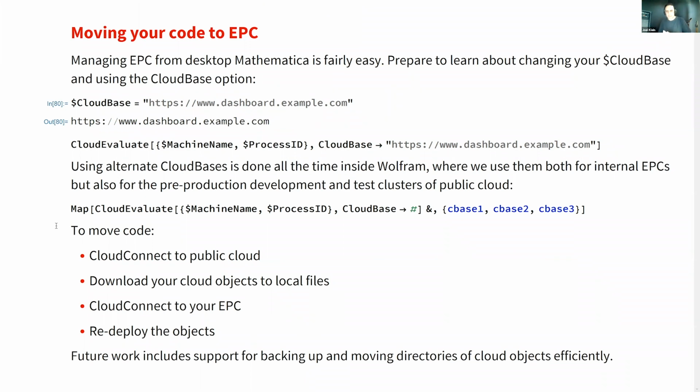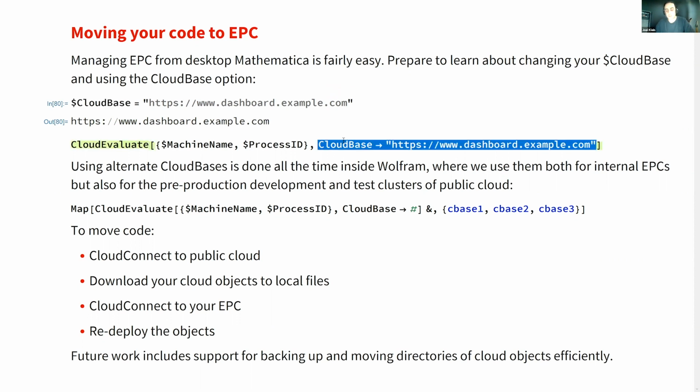Finally, just moving your code to the EPC. Right now, this is not as good as it could be, but it's not terrible. And if you were moving from public to private cloud, you may never have touched $CloudBase, but you're going to touch it now. So basically, you assign $CloudBase to the URL, that's the domain that you configured for your EPC, and then you just do the regular cloud functions.